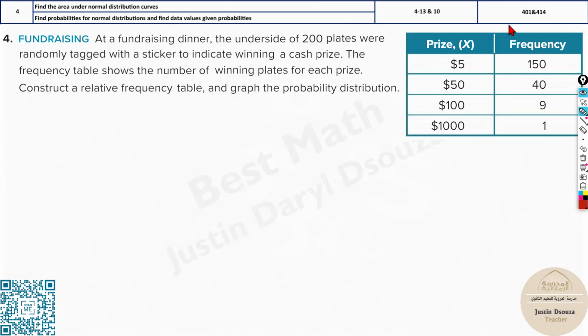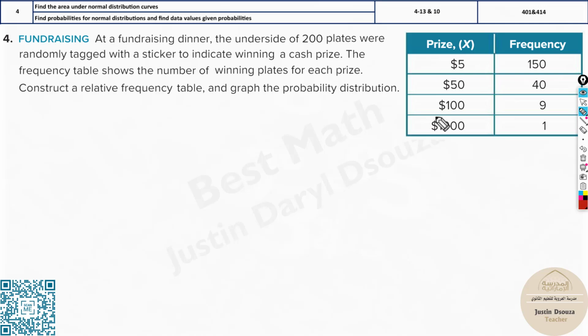And now we will move on to the relative frequency table. See, here they have given a real world problem. At a fundraising dinner, the underside of 200 plates were randomly tagged with a sticker to indicate winning a cash prize. The frequency table shows the number of winning plates for each prize. Construct a relative frequency table and graph the probability distribution.